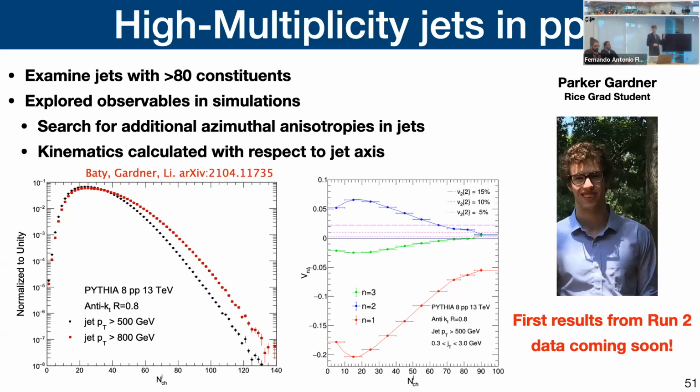So this is a simulation study that we did with the graduate student at Rice, Parker. What we did was we took Pythia, which is a Monte Carlo generator, and we looked at a high number of charged particles within the jet, right? And we explored what heavy ion observables we could look at to see if we saw something that we aren't expecting in these high multiplicity jets that might give us a clue about, for example, the origin of that proton-proton bump earlier, or maybe some other dynamic.